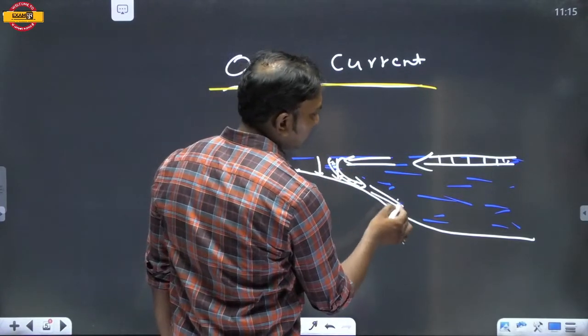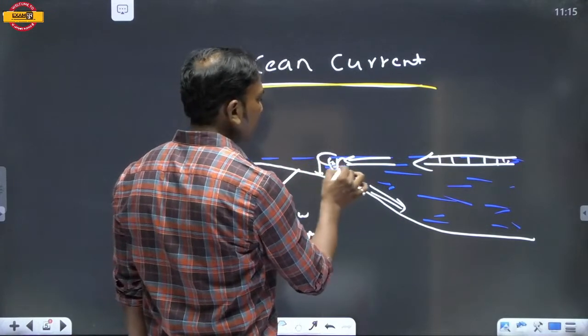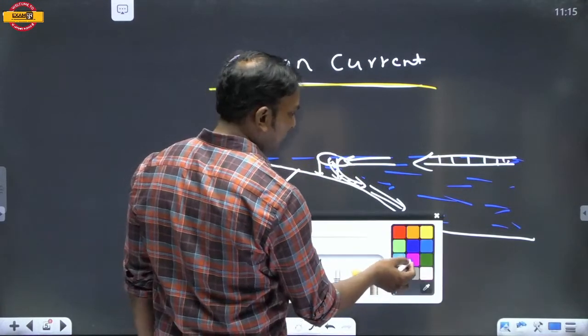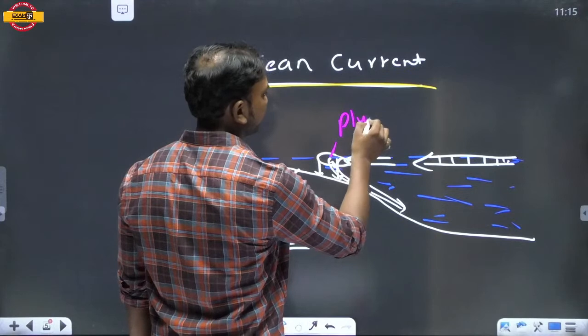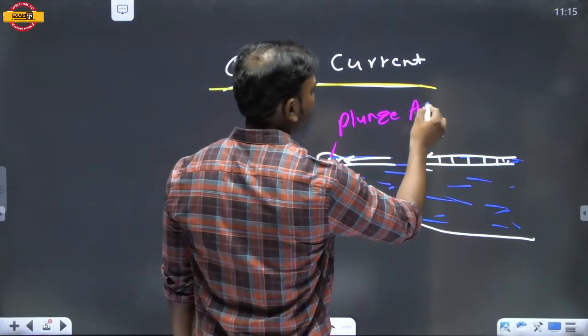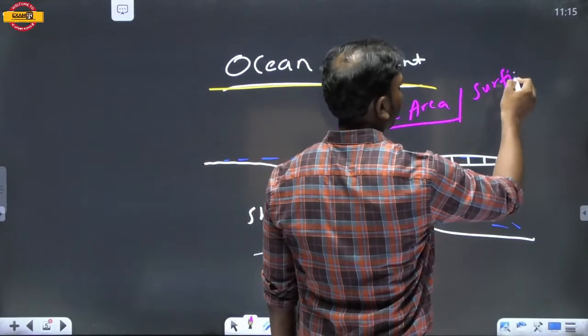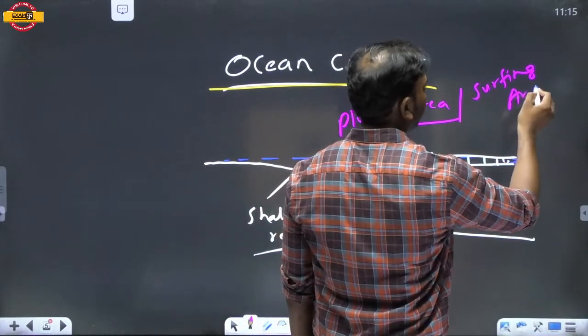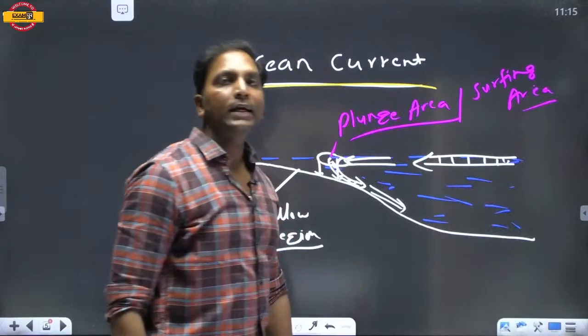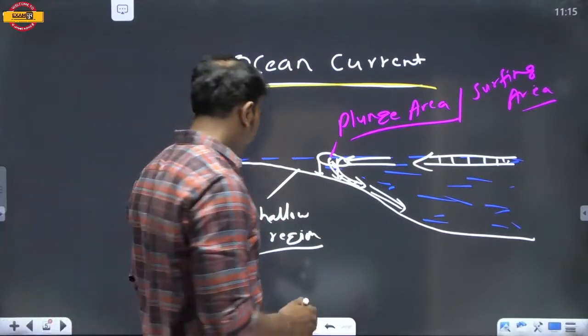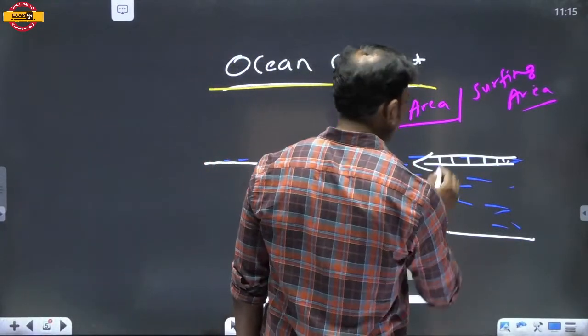Now it is broken in this region, and these regions are called what? A plunge area. These areas are the plunge area or surfing area, where the waves have broken. You can see the waves have broken in this region.